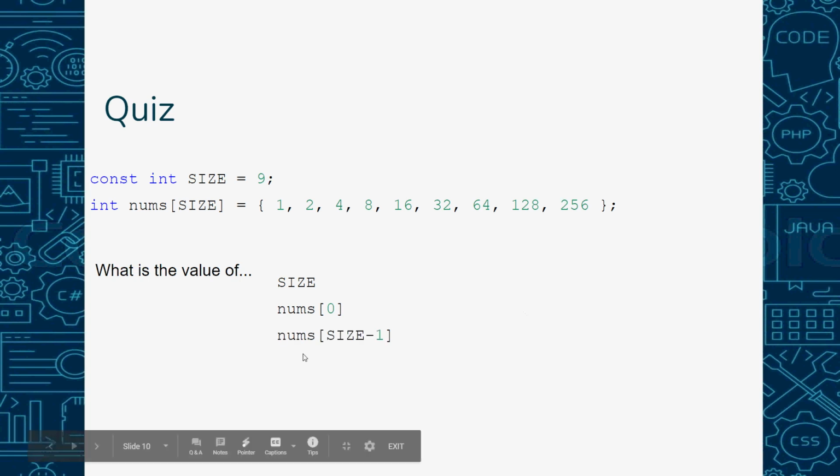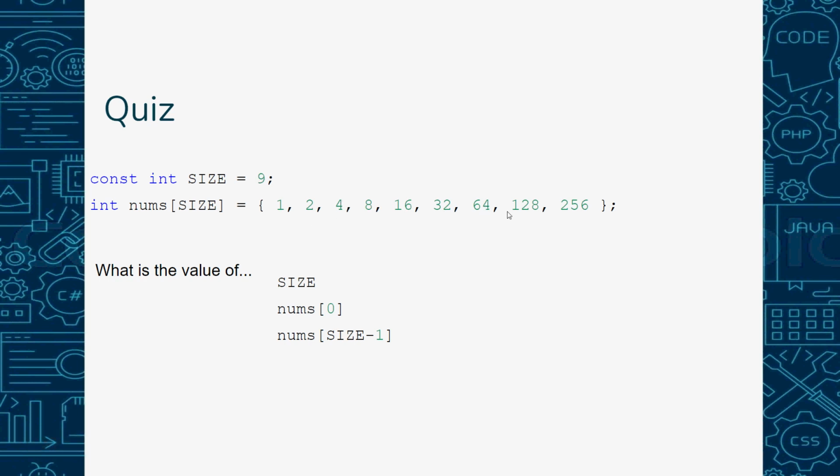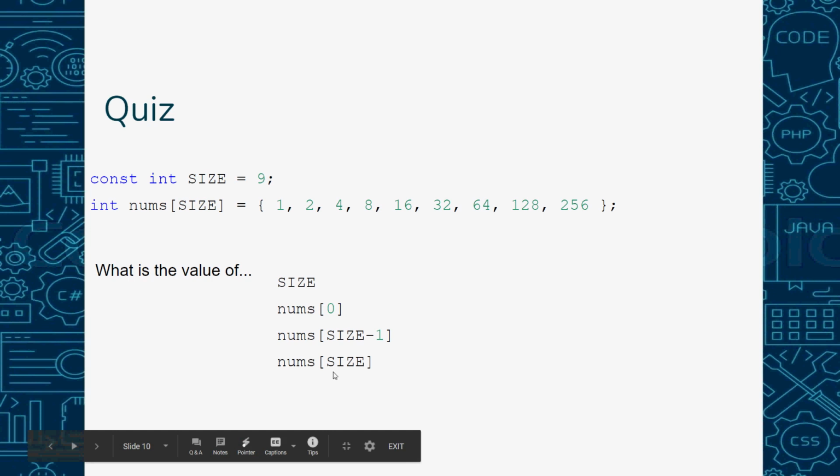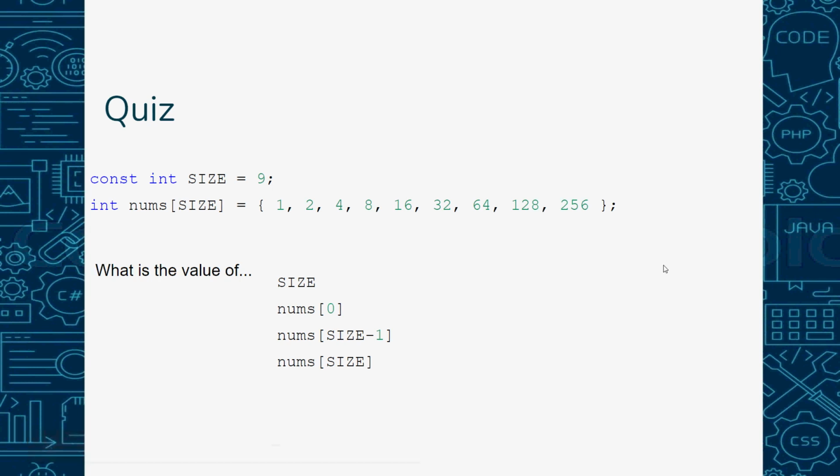Okay, what's the value of nums of size minus 1? Size is 9, so that's position 8. 0, 1, 2, 3, 4, 5, 6, 7, 8. That's actually the last position in the list. So anytime, this is where we kind of get an off by 1 error. You never want to access nums of size, which is our next question. Nums of size would give us an error because it's not in the list. It's outside of the list. It's one beyond the end.